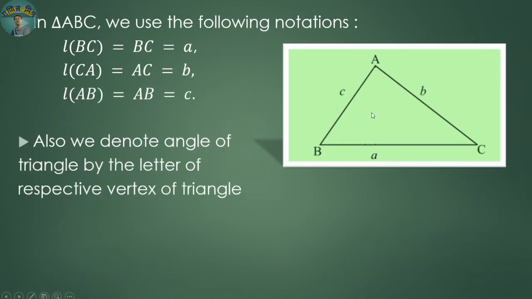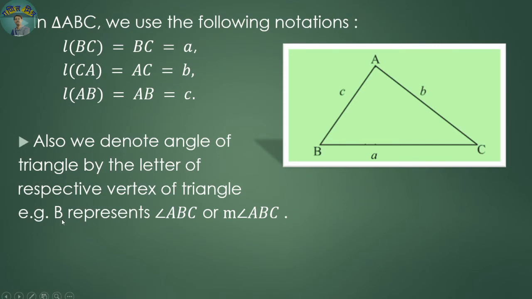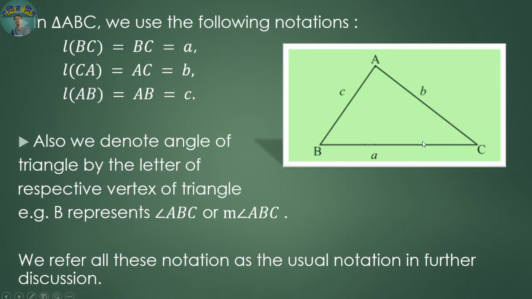Also, we denote the angle of a triangle by the letter respective to the vertex of the triangle. It means if I want to denote angle ABC, then I will call it just B. So B represents angle ABC, or most of the time it is the measure of angle ABC. So these are the notations for convenience. Similarly, this C represents the measure of angle ACB, and this A represents the measure of angle BAC. So we denote small letters a, b, c for the sides and capital letters A, B, C for angles. We refer to all these as usual notations in further discussion.